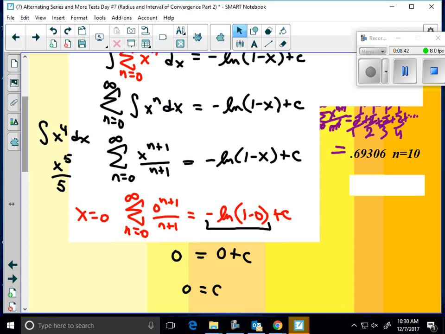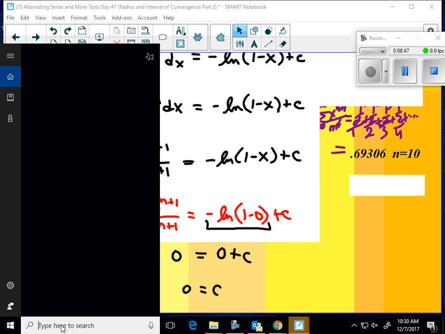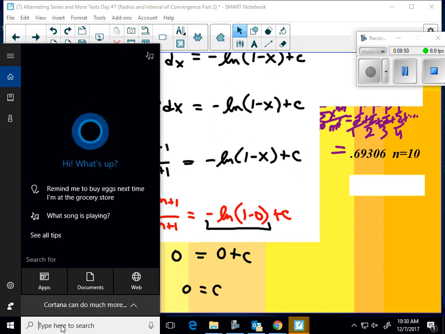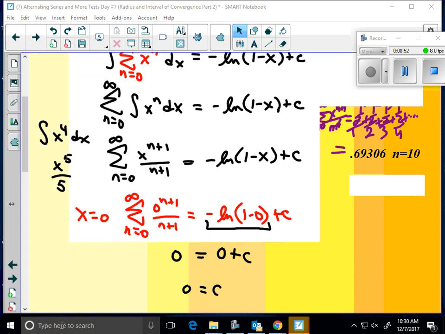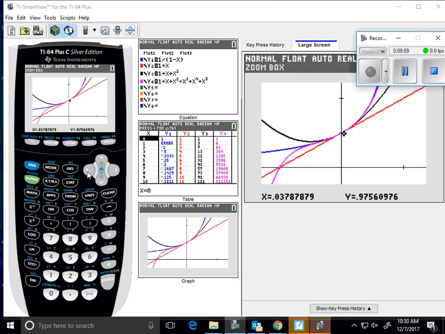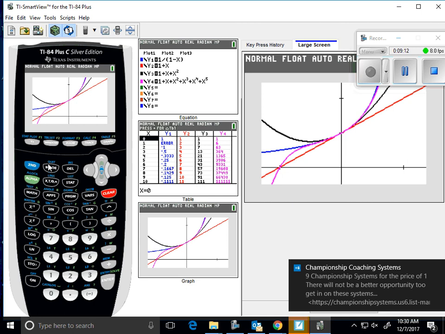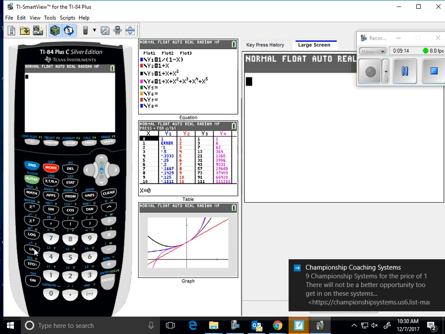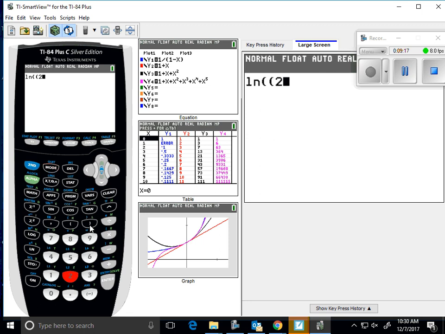Will you type into your calculator natural log of 2? Let's see how close we are. I'll do the same up here. All right, so I'm going to go to the old home screen. I hope I didn't screw this up. Whew. Okay, we're 0.08 off.